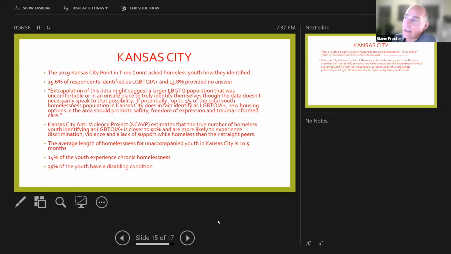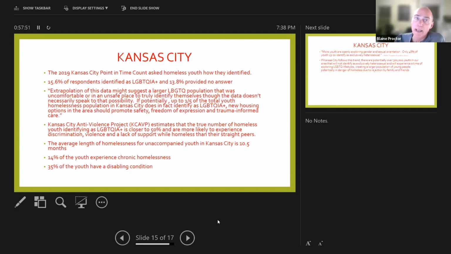So next we'll look at Kansas City, because like I said, a lot of the data that I've been throwing at you is national data. Here's what it looks like here in Kansas City. Every year, the local continuum of care does what they call a point in time count. That's where one night in January, often the coldest night of the year, volunteers go out and count the number of people on the streets, in shelters, in camps, who are homeless, sheltered or unsheltered. They didn't do one this year because of Omicron.